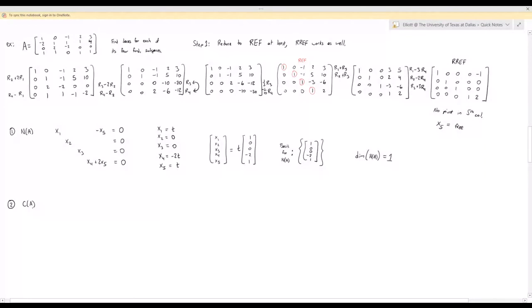Okay, so for the column space of A, that one's really easy. What you do is you just identify which of the columns have pivots in them. And then you take those columns from the original matrix A, and those columns will give you a basis for the column space. Okay.